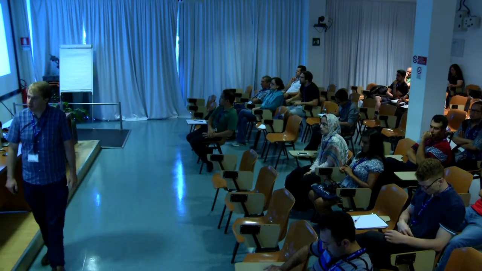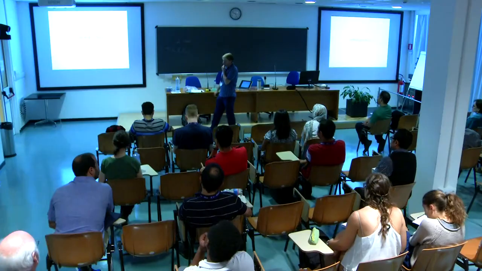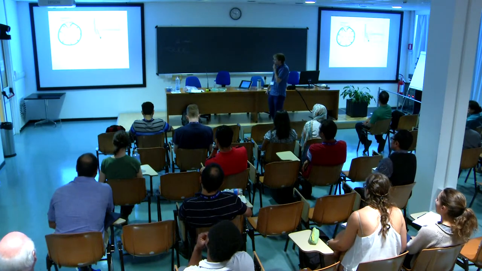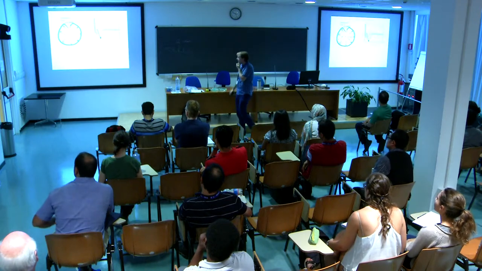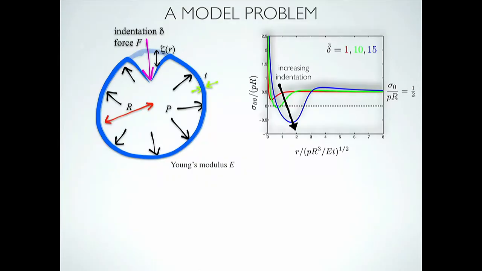Okay, so what I need to do is understand a little bit about this wrinkling instability, right? And the first thing I need to do is understand whether or why it's happening. So the simple model we have is that you've got a beach ball, so you have a sphere with some pressure inside, it's got some radius, it's got some thickness, and then you poke.